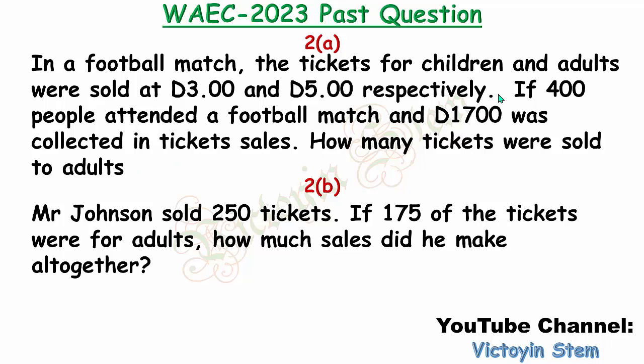Okay, so this was the amount made by selling 400 tickets, both from children and from adults. They made 1,700D. The B part of the question said Mr. Johnson sold 250 tickets, still referring to the same tickets. If 175 of the tickets were for adults, how much sales did he make altogether?